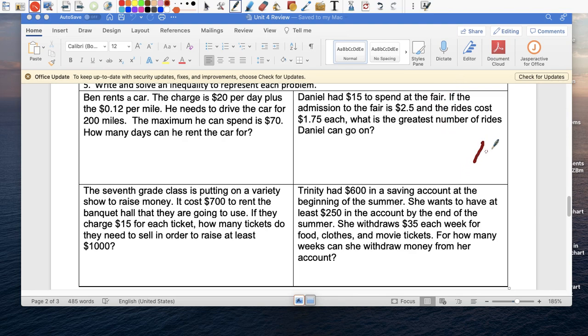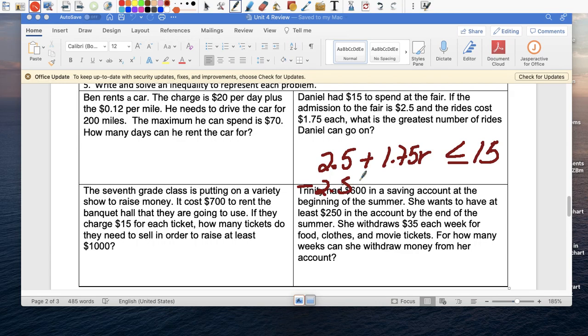Then you had 15 to spend at the fair. Okay, so here is his $15. So whatever he spends has to be less than or equal to 15. The admission to the fair is $2.50 and the rides cost $1.75. So to get into the fair, you pay $2.50 plus $1.75 for each ride. How many rides can he go on? What's the greatest number of rides he can go on?